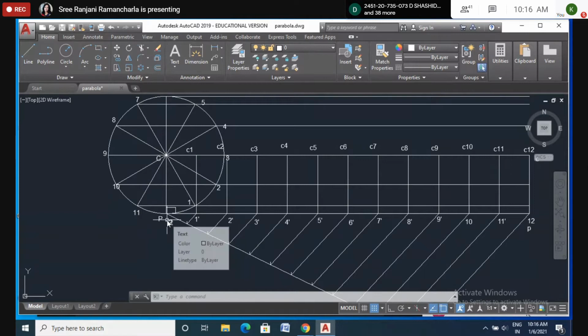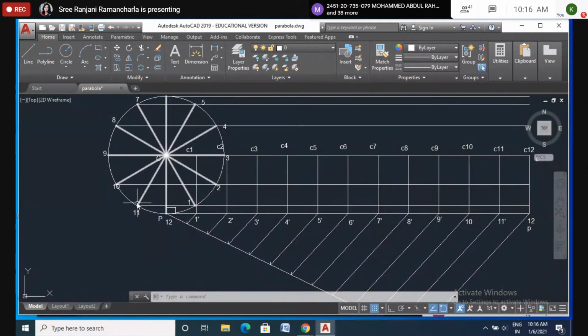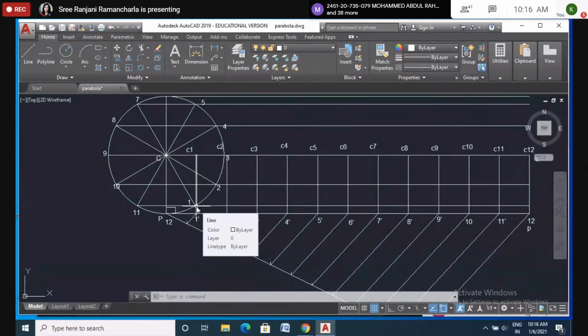P and 12 are at the same point. Draw the lines parallel to this path or baseline. All lines should be parallel to this one. Please maintain this 90 degrees, then only you will get it correct. When you start from 11 here, it should automatically pass through point 1 exactly. Then your drawing is very good, means you are doing the drawing very perfectly.